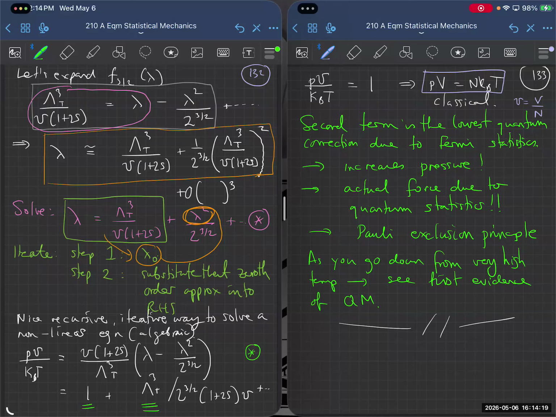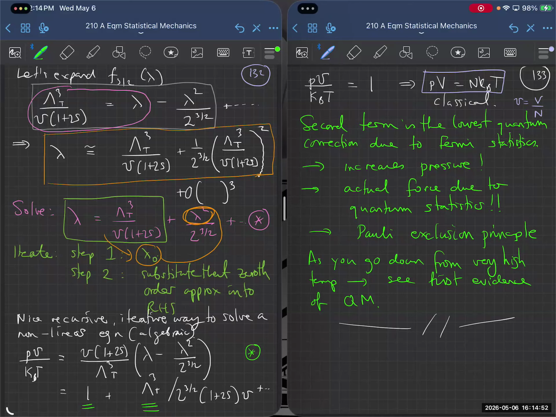Pauli exclusion means that electrons or fermions don't want to be in the same state. So in effect, their pressure is going to be greater than it would have been if they were ideal gas particles where they don't have any quantum effects whatsoever. And so we're now seeing the first evidence of a force, a measurable force, due to quantum mechanics, due purely to quantum statistics.